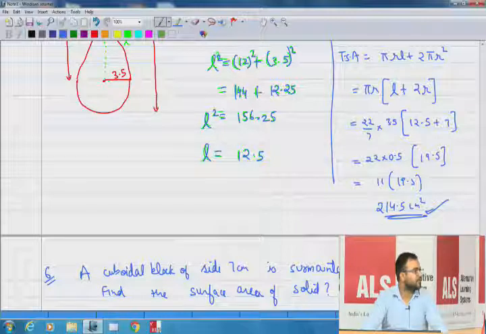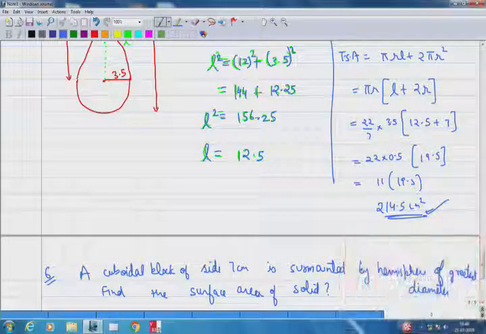Just 1 second. Okay, now can you see it?